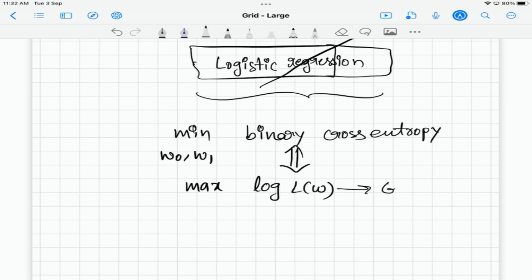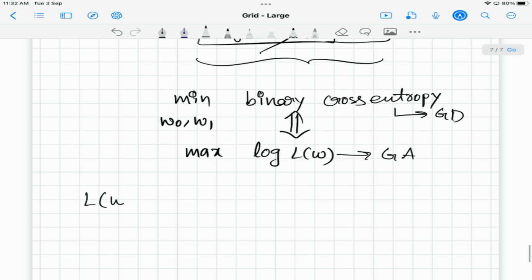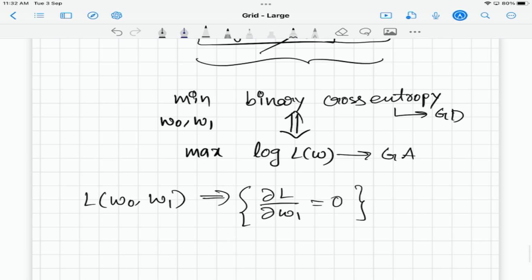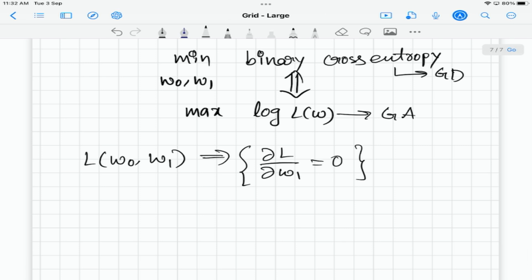You can use gradient ascent if you want to use this framework. You can use gradient descent if you want to use the first framework. Okay, is this fine? Now shall we derive the gradients? Actually, a closed form solution for logistic regression becomes difficult because we have a sigmoid at the end, and you have all log terms. So instead of going for a closed form solution, we will just use gradient descent or gradient ascent. Gradient ascent on log likelihood or gradient descent on cross entropy.